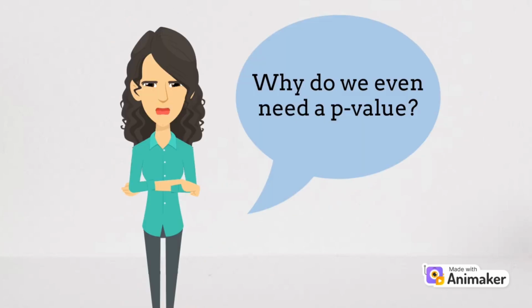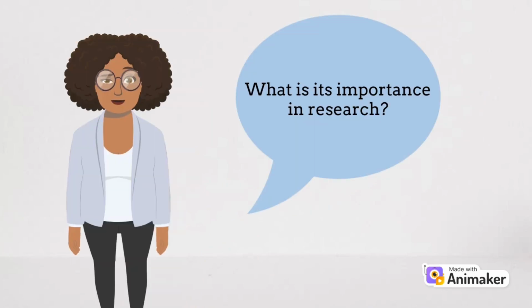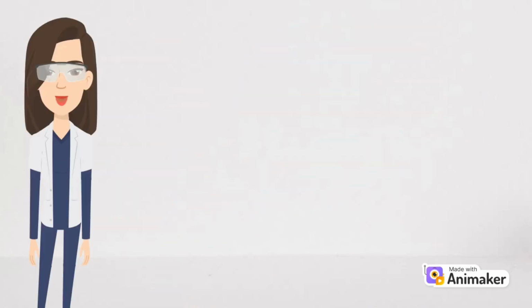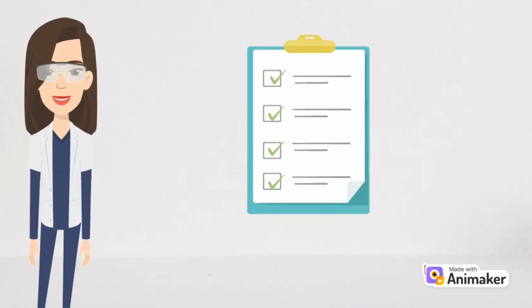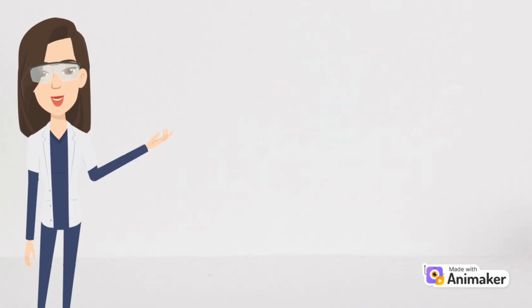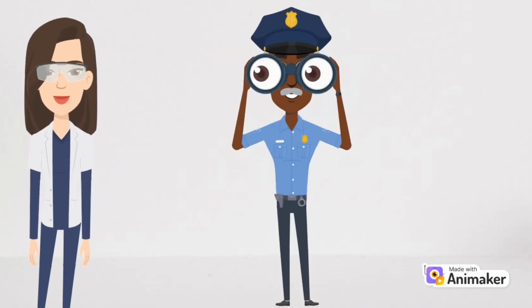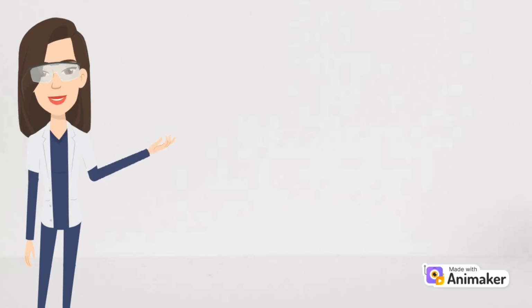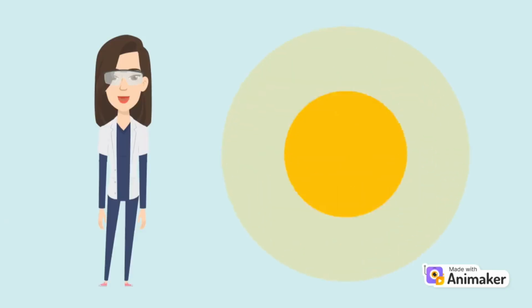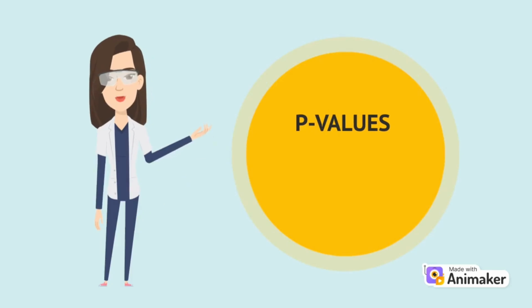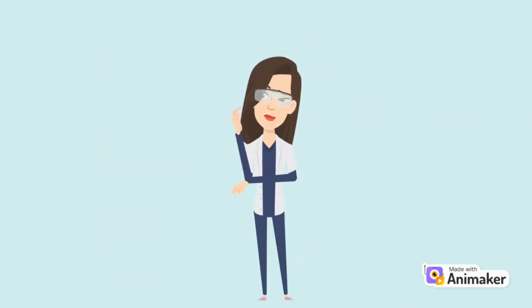Now you may be wondering, who even cares? Why do we even need a p-value? What is its importance in research? Well, you see, p-values guide scientists by helping them separate true discoveries from mere flukes. Think of them as the sentinels of scientific integrity, ensuring that our understanding of the world is based on the most dependable evidence available.